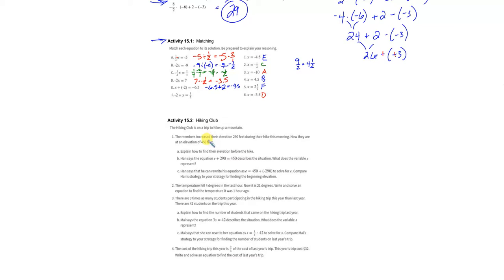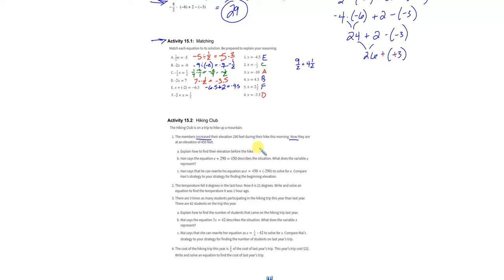But we have this hiking club that's going on a trip up a mountain, and the members have increased their elevation 290 feet. So they have an increase, they've gone up 290 during their hike this morning. Now they are at an elevation of 450. So they got up 290 from somewhere and ended up here. And then they want us to explain how to find their elevation before the hike. So before the 290 increase to get to 450, where were they at the beginning?